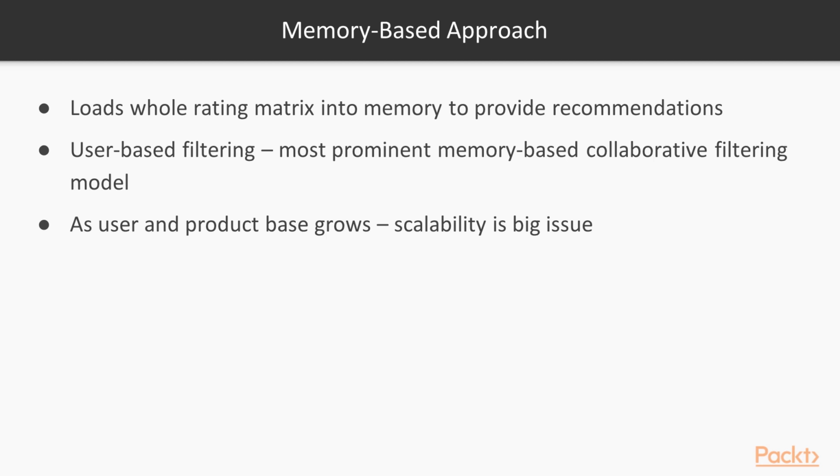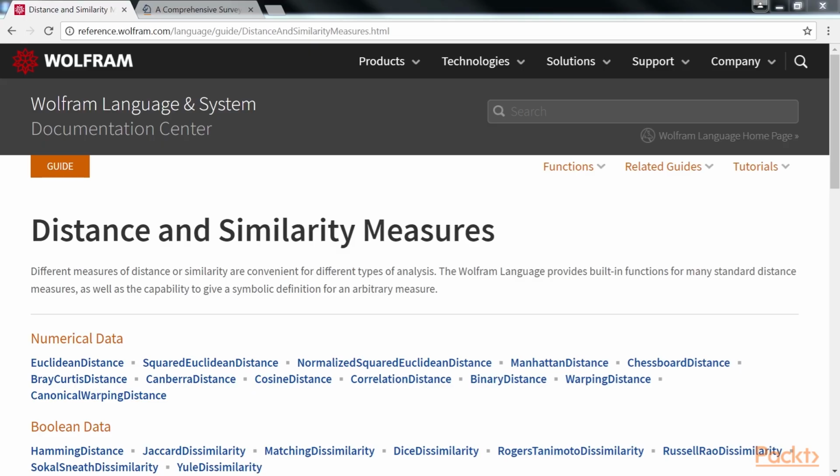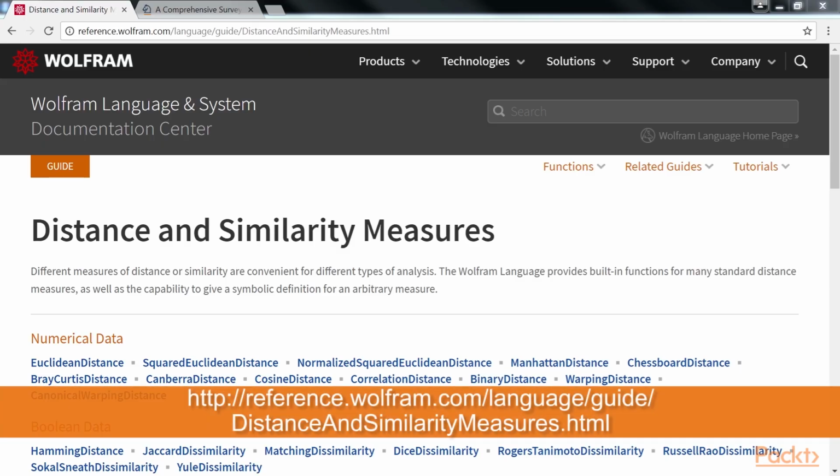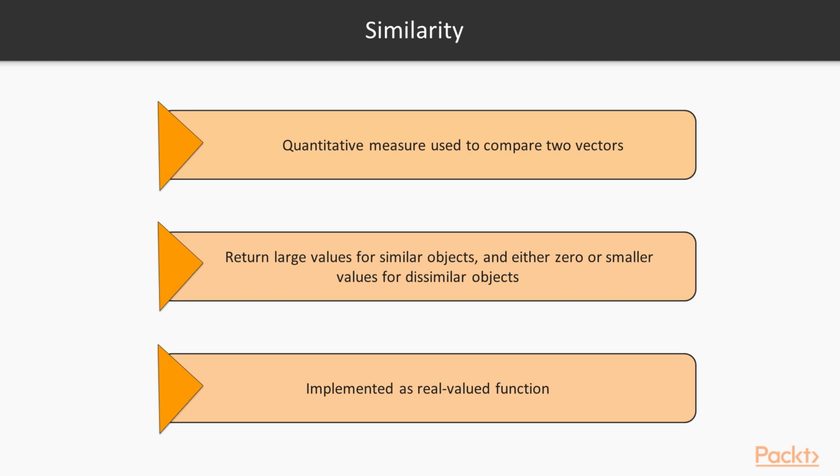As the user and product base grows, scalability is a big issue with memory-based models. For more on similarity measures, you can visit this website. Similarity measure is a quantitative measure used to compare 2 vectors. They return large values for similar objects and either 0 or smaller values for dissimilar objects. Similarity measure is typically implemented as a real-valued function.